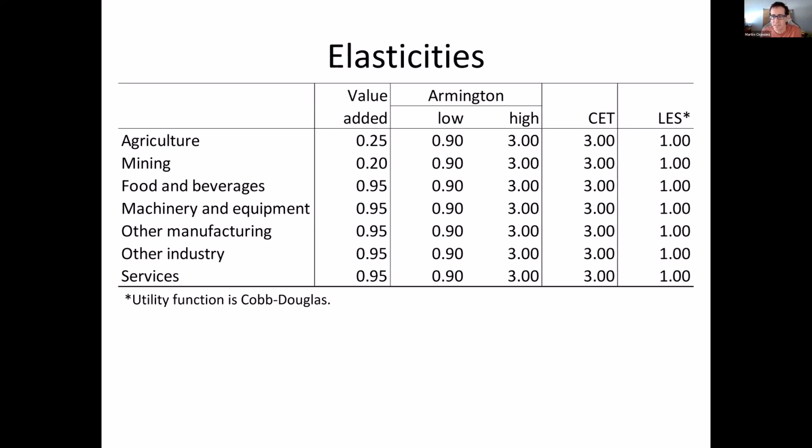And the CET elasticities, that's how we model trade on the production side. We have a constant elasticity of transformation function to select how much is sold into the domestic market and how much is exported to the rest of the world. For the CET elasticity, we use 3, and we assume that the utility function is a Cobb-Douglas function. So the important thing is we use 0.9 for the low elasticity and 3 for the high elasticity, the Armington elasticities.